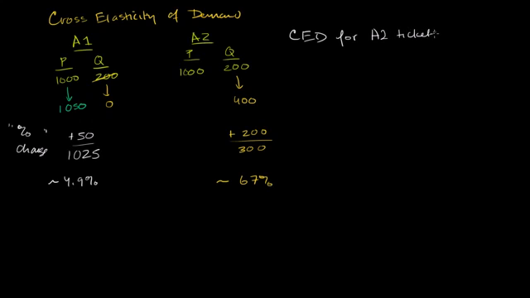So we have, all of a sudden, our cross elasticity of demand for airline 2's tickets relative to A1's price. And we get the percent change in the quantity demanded for A2's tickets, which is 67%, over the percent change not in A2's price change, but in A1's price change. That's why we call it cross elasticity. We're going from one good to another. So that's roughly, well, let's just say for simplicity, roughly 5%.